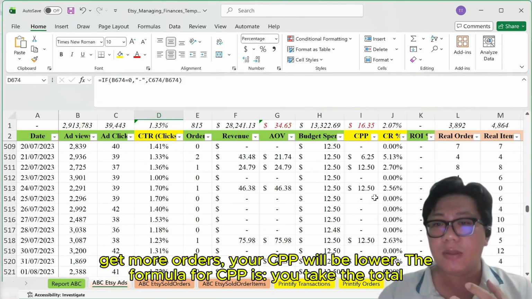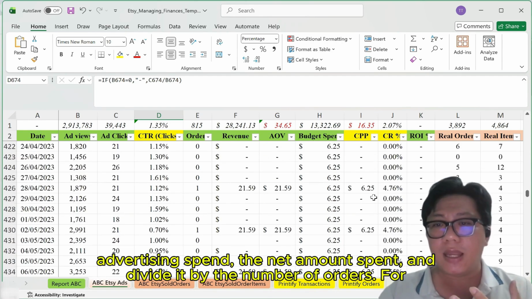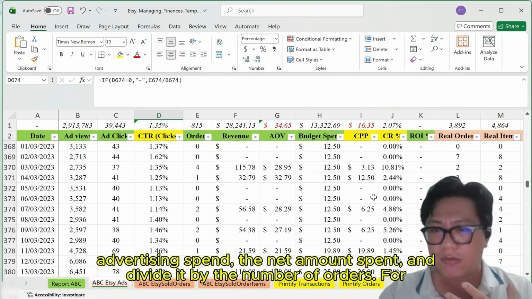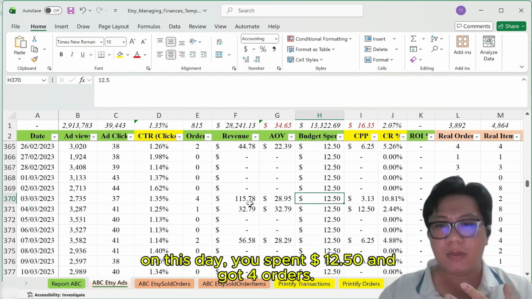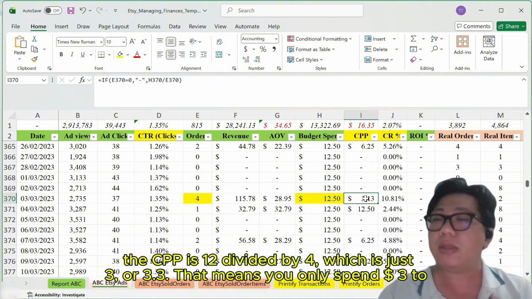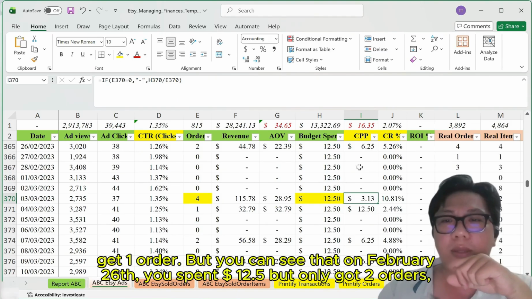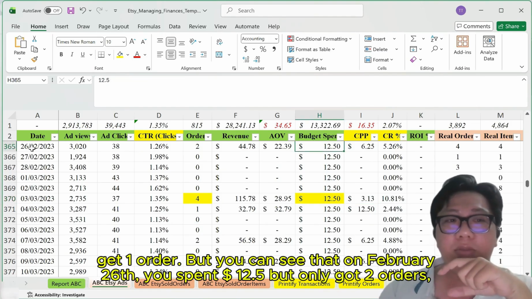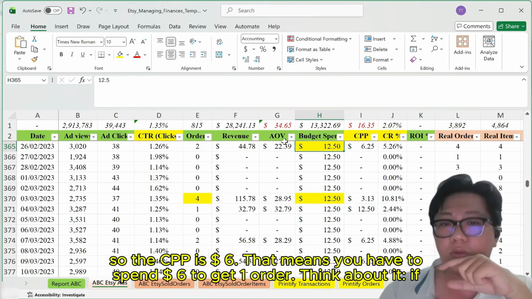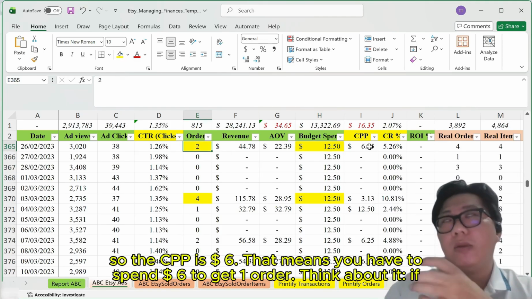The formula for CPO is you take the total advertising spend, the net amount spent, and divide it by the number of orders. For example, on this day, you spent $12.50 and got 4 orders. So the CPO is 12.5 divided by 4, which is about 3.1. That means you only spend about $3 to get one order. But you can see that on February 26th, you spent $12.5 but only got 2 orders. So the CPO is $6. That means you have to spend $6 to get one order.